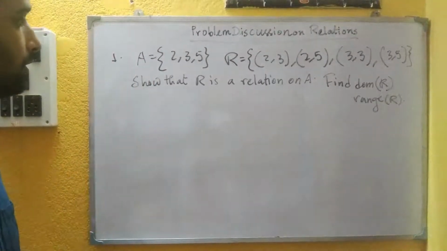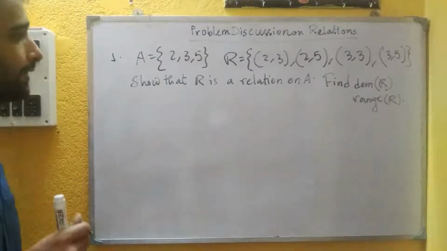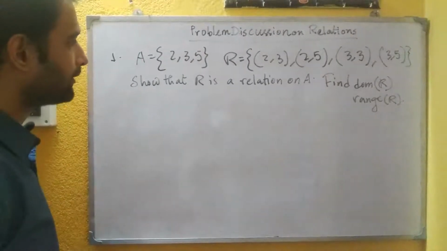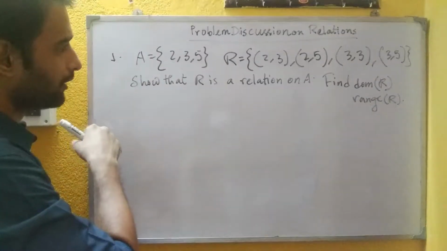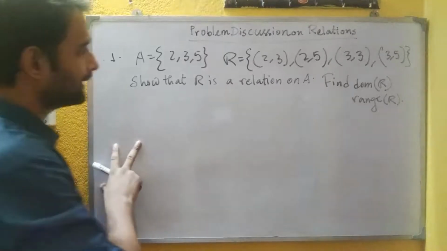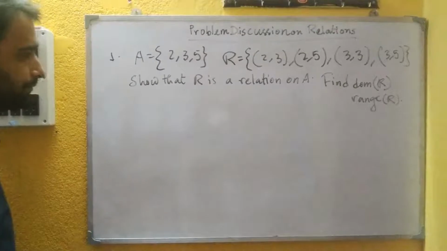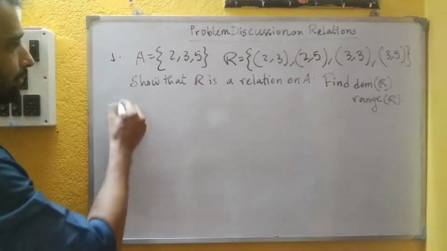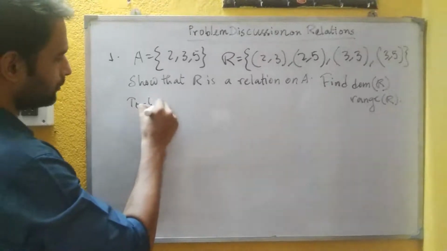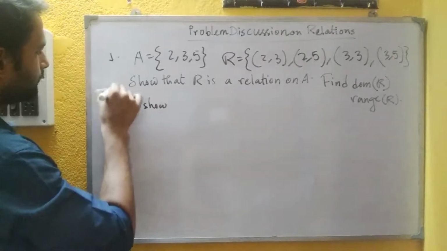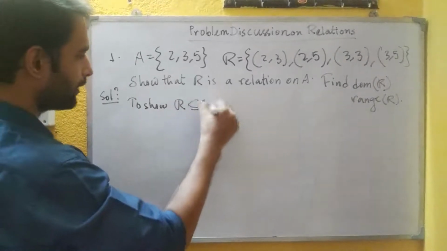So first of all, when we have to show that it is a relation, we have to go with the definition of a relation. That means a relation on A is a subset of A cross A. So what we have to show is that this set R should be a subset of A cross A. So let us write first what we have to do. So to show, this is the solution, to show that R is a subset of A cross A.